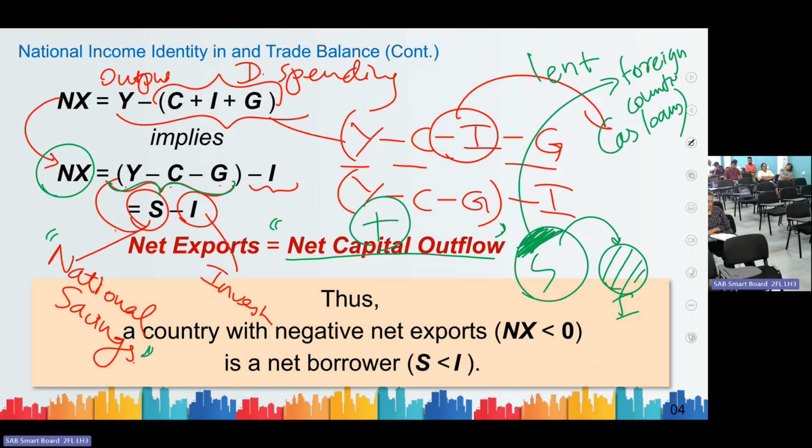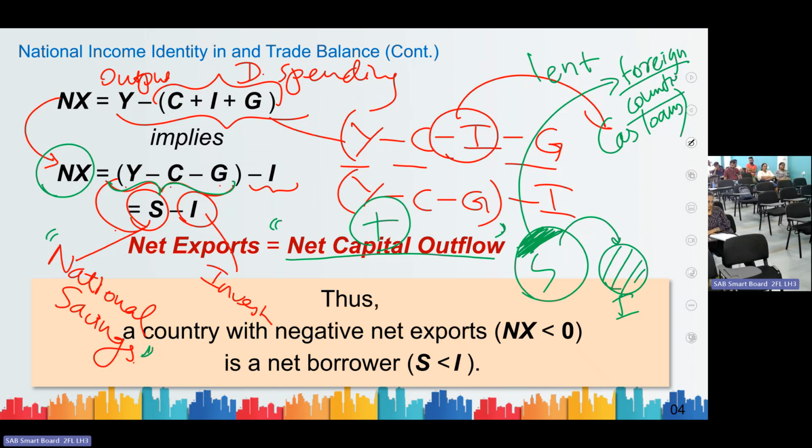So what can these foreign countries do with that amount? They borrow from us. This is Sri Lanka. Foreign countries have borrowed from Sri Lanka. What can they do with that amount they have borrowed? They can import goods and services from Sri Lanka because they have borrowed some amount. They have money now.